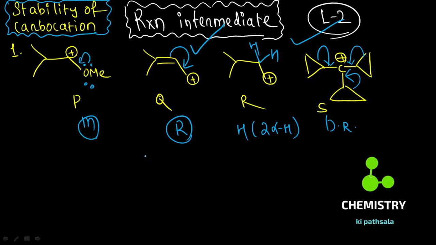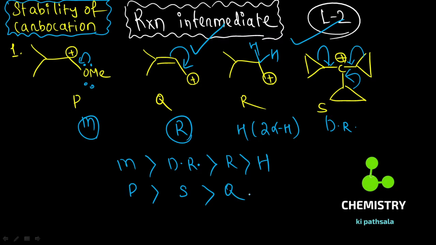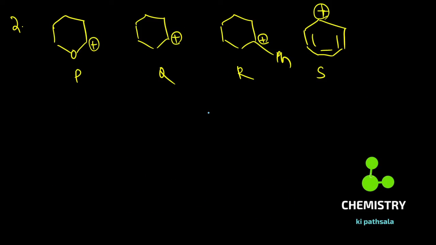And you know very well that mesomeric effect dominates over dancing resonance, dancing resonance dominates over resonance, and resonance dominates over hyperconjugation. Therefore, P greater than S greater than Q greater than R. Okay, so this is your answer. Coming to the next slide.